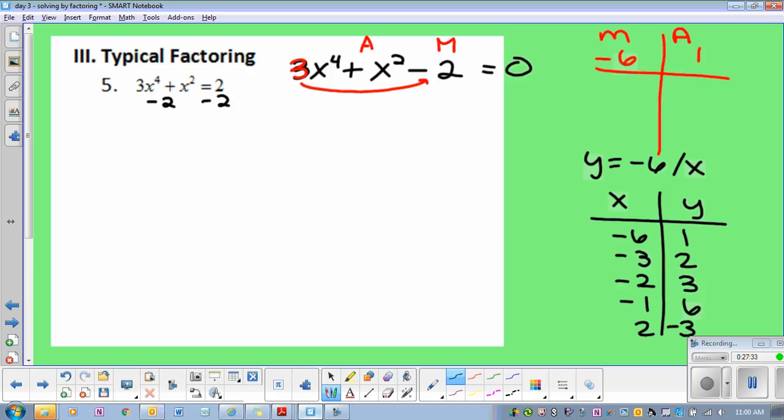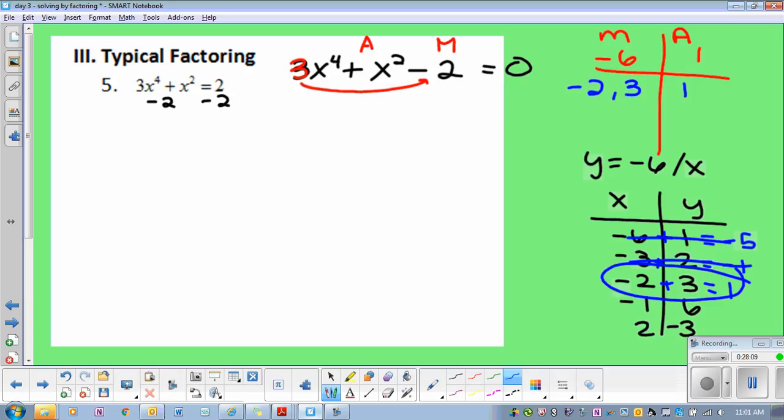So what you're doing is you're getting those numbers from the table, and when you add those 2 numbers, which one gives you your a, or 1? Negative 6 plus 1 gives me negative 5, so I don't want that. Negative 3 plus 2 gives me negative 1, so I don't want that. What's negative 2 plus 3? 1. So this is the one that I want. Okay? So negative 2 and a positive 3.